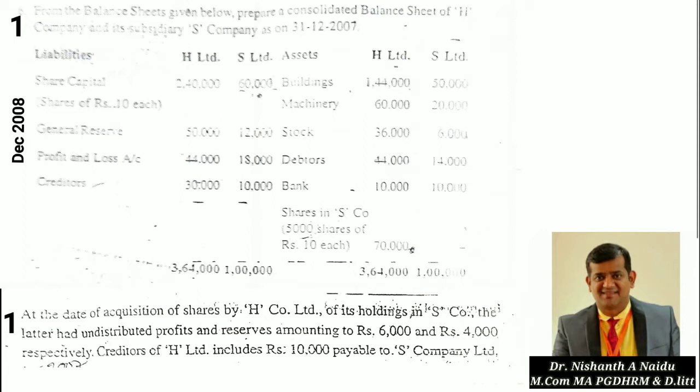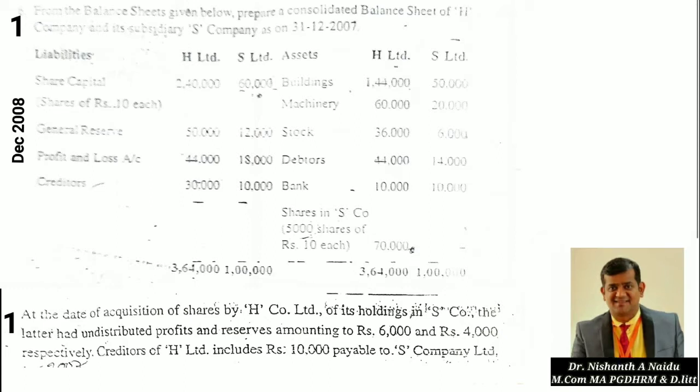Now I'm going through the liability side. To write down the question, on the liability side we have 6 columns. I'll read out liabilities: H Limited, S Limited. Assets: H Limited, S Limited. H Limited amount column, S Limited amount column. In the asset side also, we have H Limited amount column, S Limited amount column. Okay, so let us finish off the liability side first.